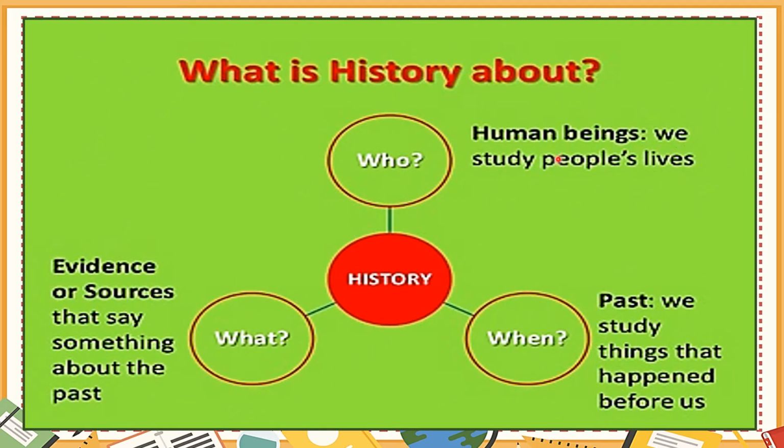Next, history. What is history? Human beings, we study people's lives. Past, we study things that happened before us. Evidence or sources that say something about the past. So basically, class, when you say history, this is the thing or things that happened in the past.